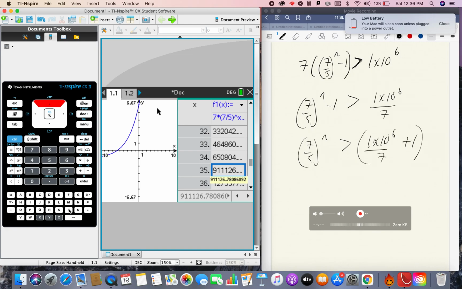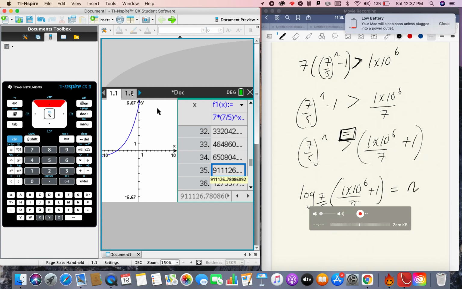So therefore, log base 7 fifths of 1 times 10 to the 6 over 7 plus 1. We're going to change this to an equals here. Strange things happen with inequalities and exponents and logarithms. We're just going to put equals n, and then we'll interpret the final value once we've got it.